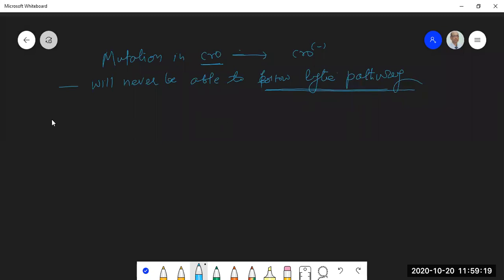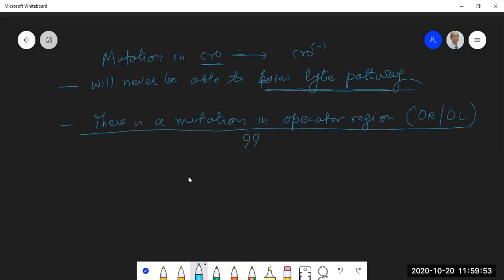All right. The third option is, if there is a mutation in the operator region, OR or OL, what will happen?